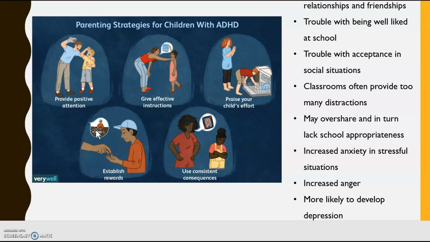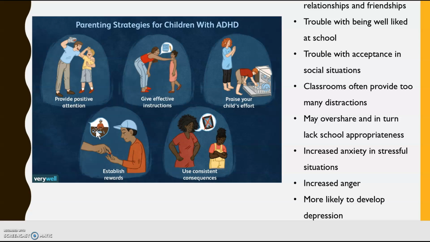So the implications of ADHD for children are that they may have difficulty maintaining relationships and friendships. They may have trouble being well liked at school. The relationships that they hold in school may not translate to out of school. They may have trouble with acceptance in social situations from other students and from other kids their age.